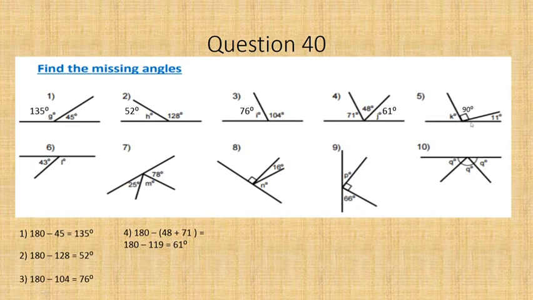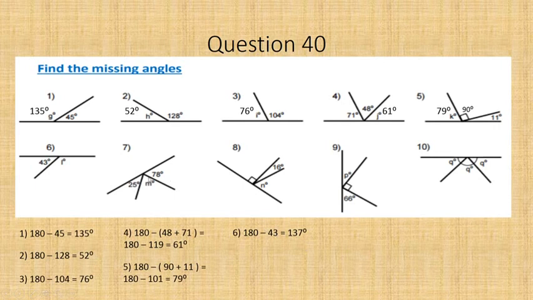So I have right now the same case as here. I will add first 90 plus 11 and then subtract the total from 180. So 180 minus 101 equals 79 degrees. And this is the answer for question number 5. Going to question number 6 is the same case as question number 1. So 180 minus 43 is going to be 137.